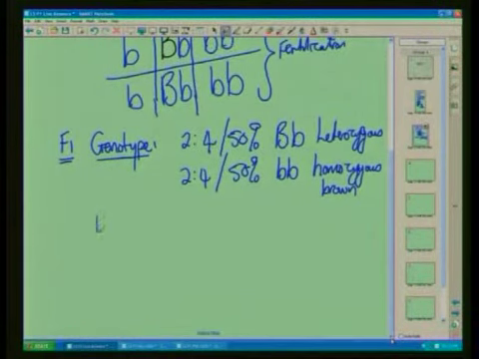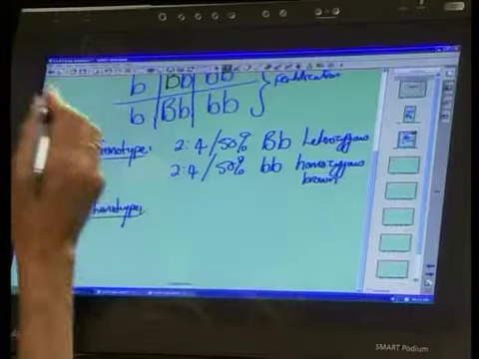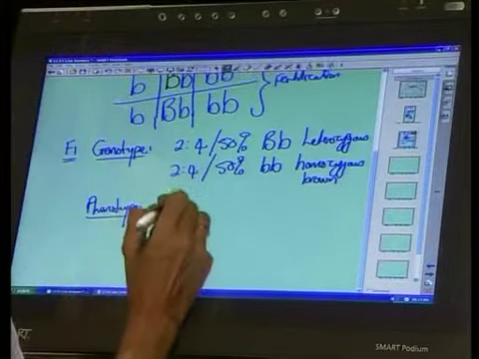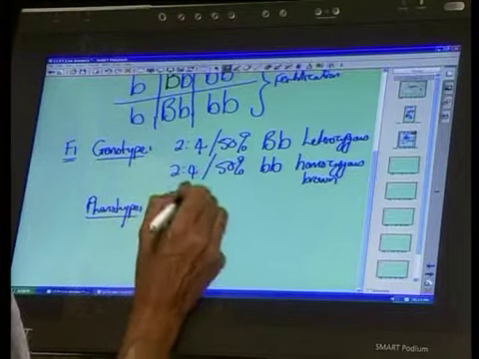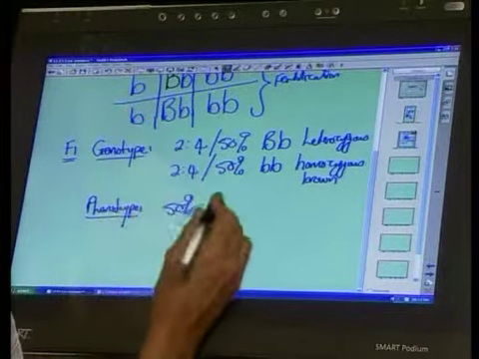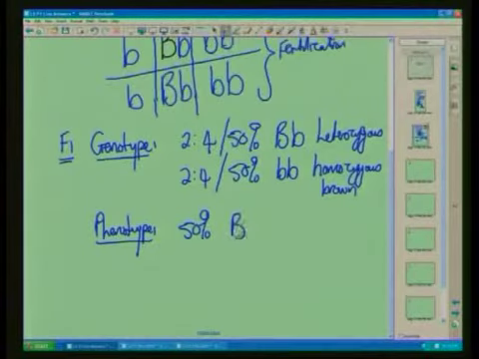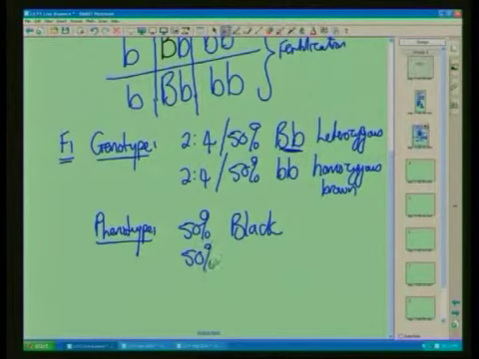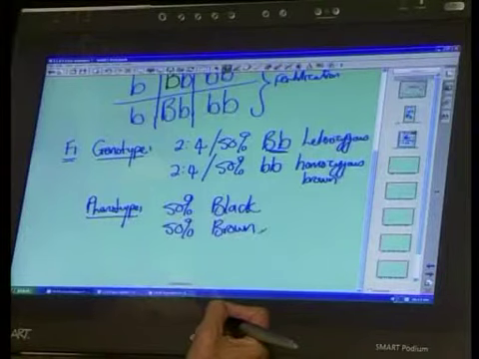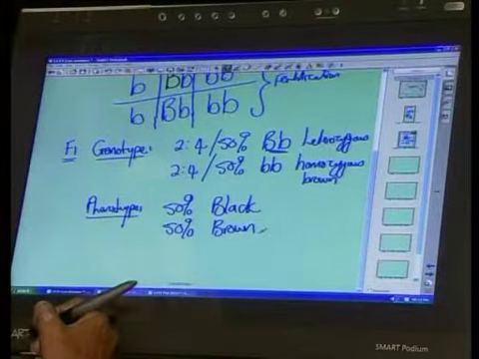And then we say the phenotype. This is what we are going to see. We are going to see 50% of these possible offspring will be black because they are heterozygous, and 50% of the offspring are going to be brown. And there we go. It's as easy as that. Are you happy?